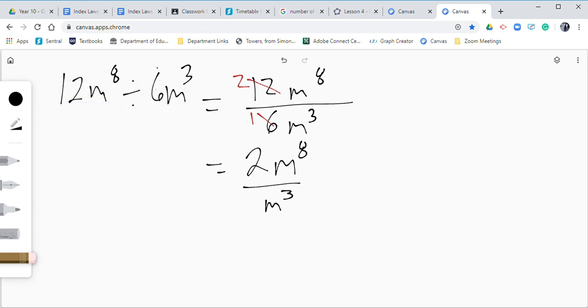The next thing we do is our math with our indices. So we go equals 2, then I write m, and I do my indices law number 2, which is 8 minus 3. What's 8 minus 3? 5. So 2m to the power of 5, and there's your final answer. Okay, one last one.